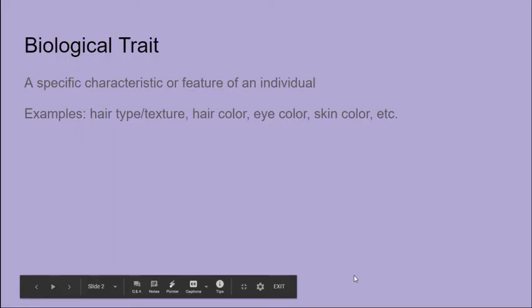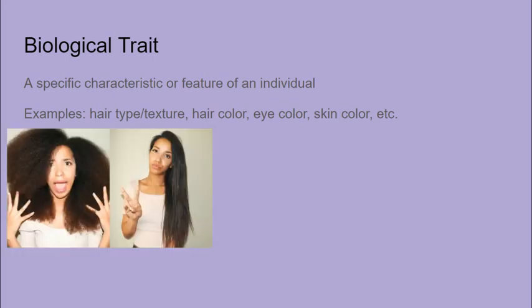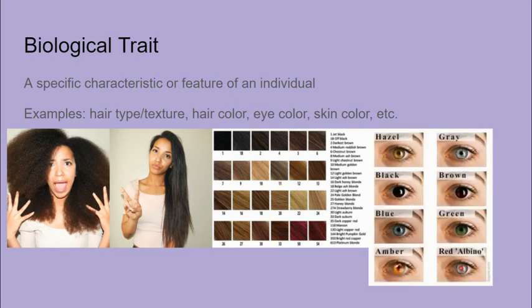So the first thing is a biological trait, or just a trait. A specific characteristic or feature of an individual is a biological trait. This is something that can be inherited. Examples include hair type or texture, like curly versus straight, hair color, like black, brown, blonde, red, whatever you have, that is a natural hair color. Eye color, which includes your blues, browns, greens, ambers, hazel, all that type of thing. And then also skin color, height, and other things. This also could include diseases.